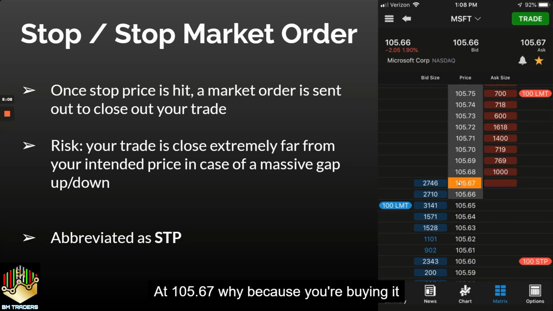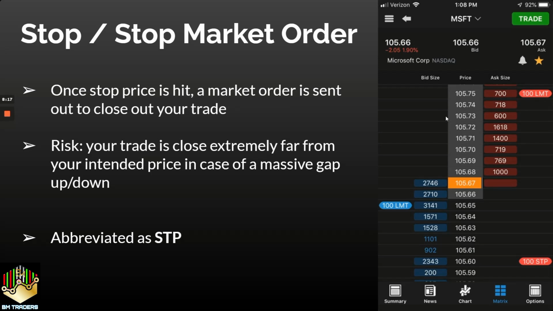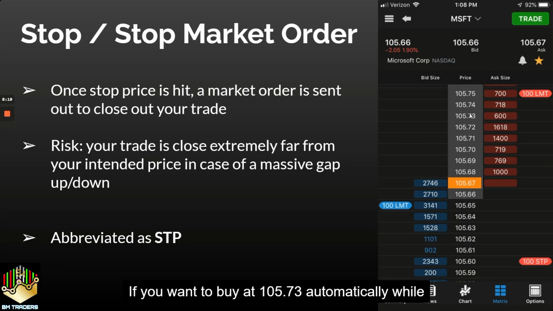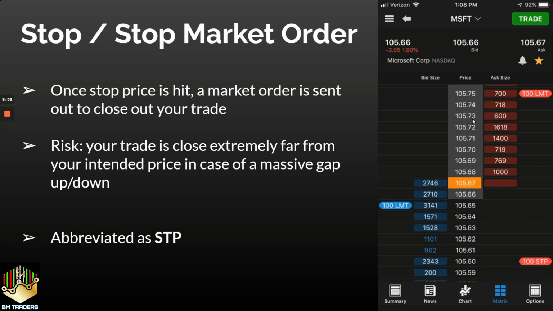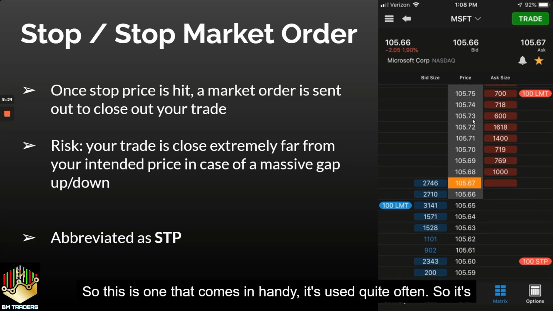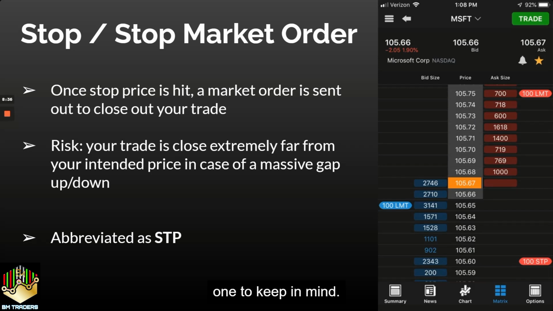Why? Because you're buying at a lesser price. The limit order is doing its job. You can't do a market order. What you have to do is a stop market order. If you want to buy at 105.73 automatically while the price is lower, then you will do a stop buy order or stop market order for buying, and you will specify the price of the stop as 105.73. So this is one that comes in handy. It's used quite often, so it's one to keep in mind.